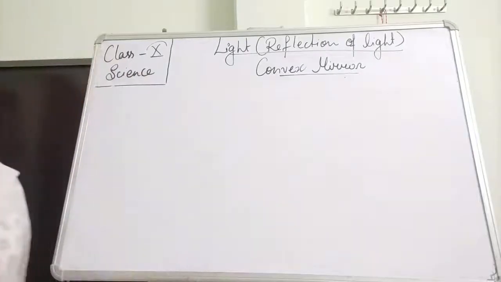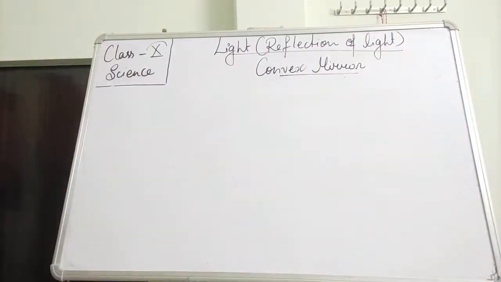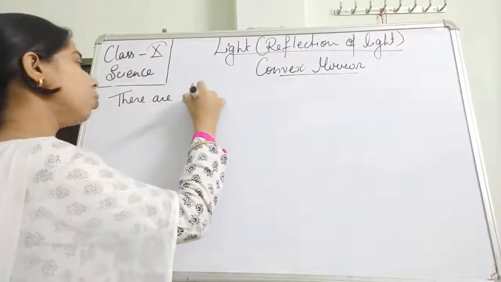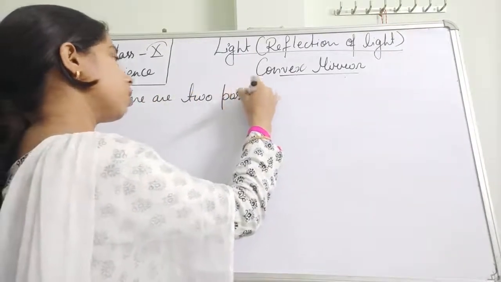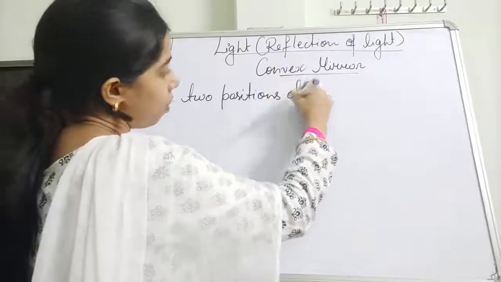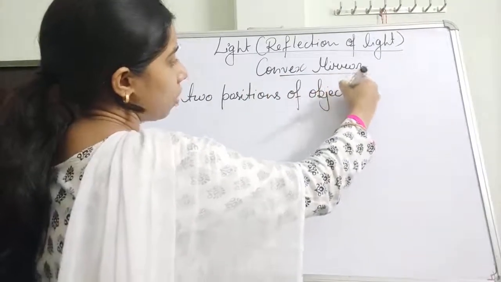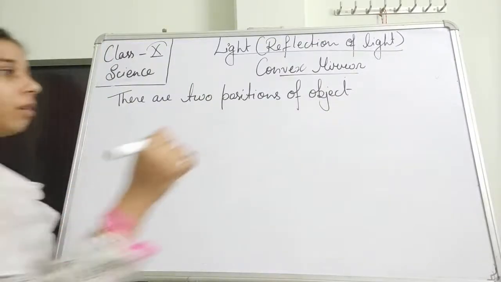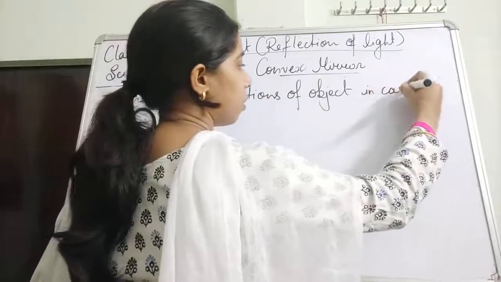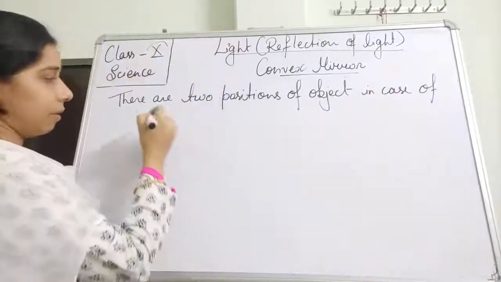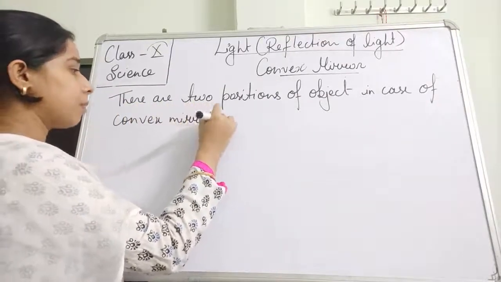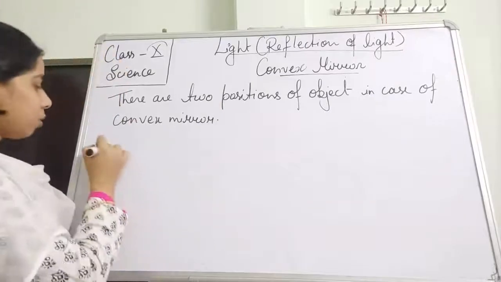So, let us see here the positions of the image, and the positions of the object in case of a convex mirror. In case of a convex mirror, there are two positions of the object.